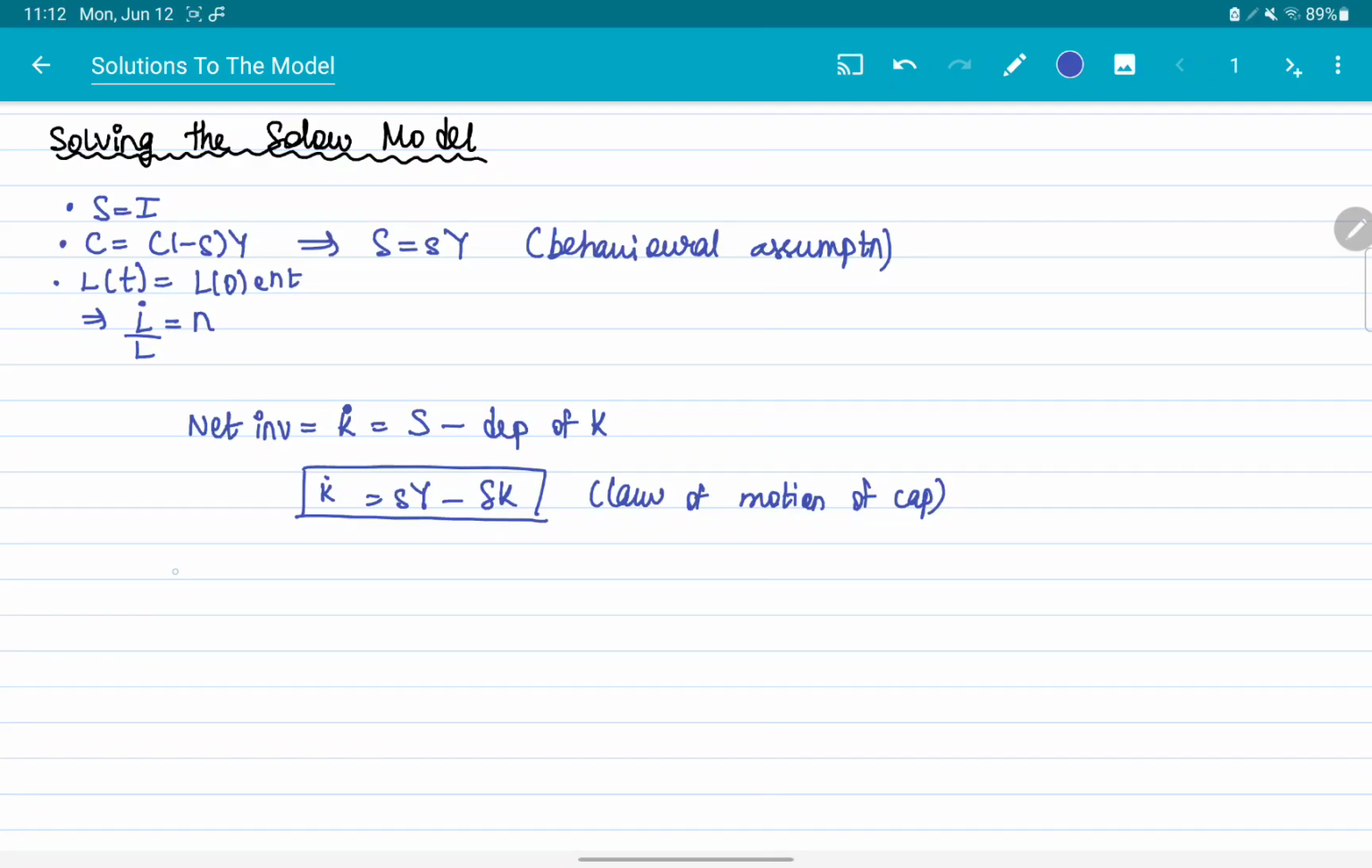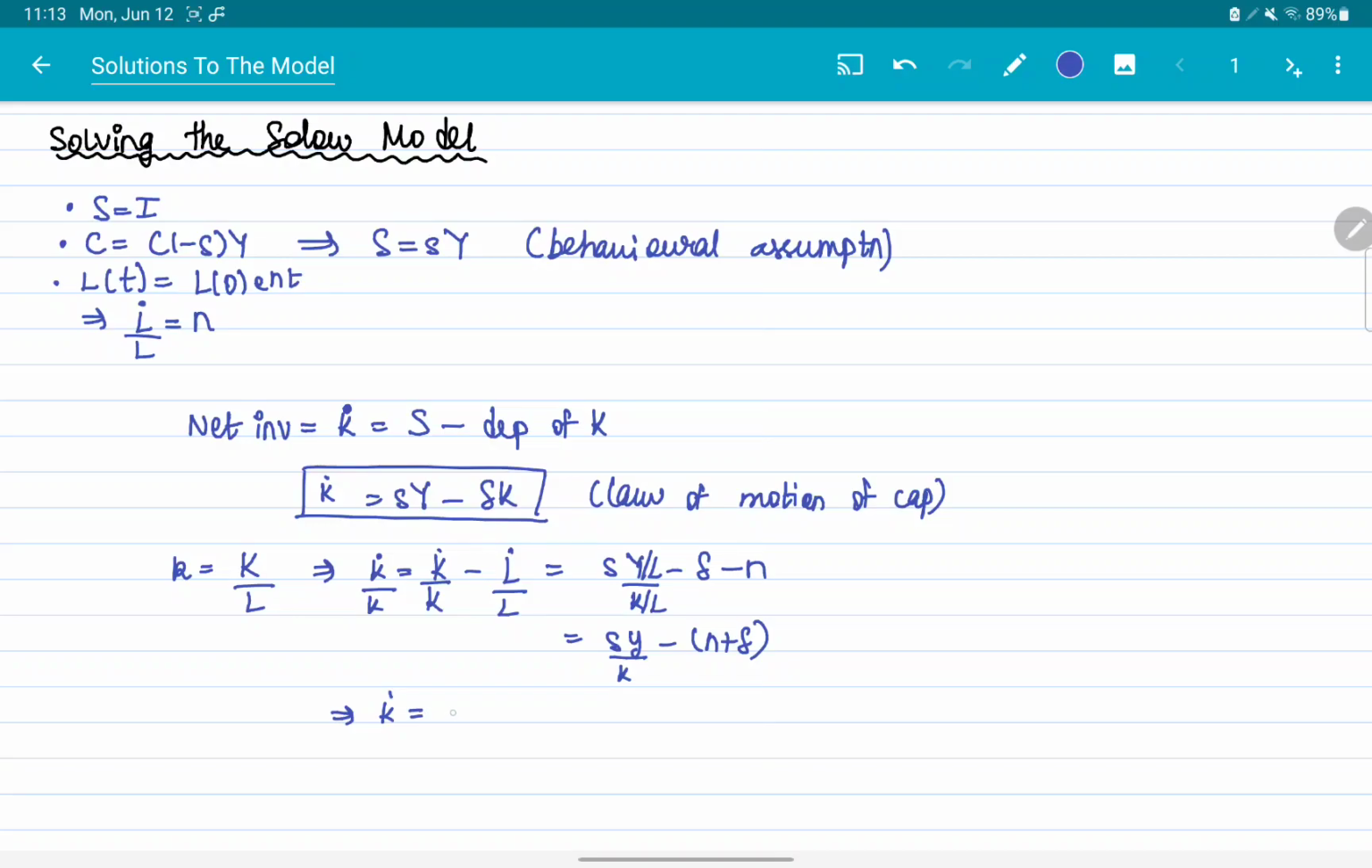Now, you know that small k equals capital K by L, which implies, and this should be second nature to you by now, that this is true. This is sY by K minus delta minus n. Now I can divide capital Y by L and capital K by L and get s of small y by small k minus n plus delta. Now if you multiply both sides by small k, you get small k dot equals sy minus n plus delta small k.